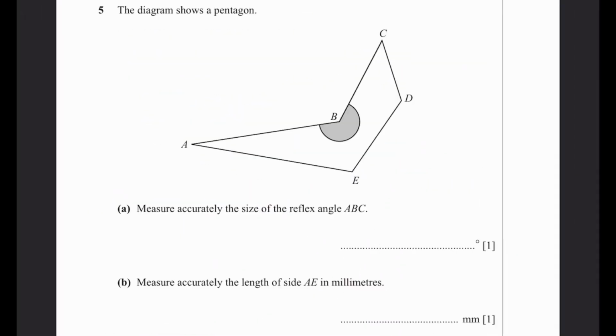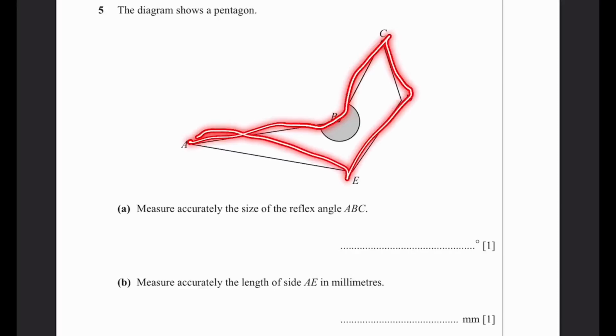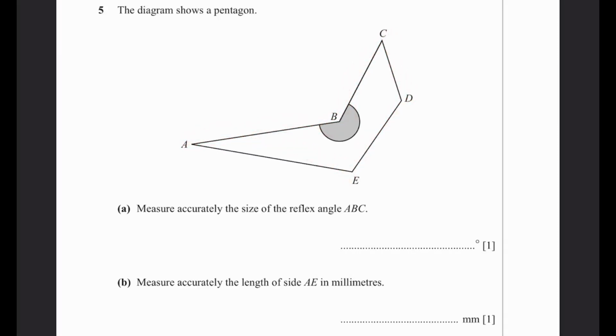Question 5. The diagram shows a pentagon. I know it doesn't look like one, but it has 5 sides and 5 angles, so it's a pentagon. A. Measure accurately the size of reflex angle ABC marked over here. I took the printout of this and I measured the angle, which gave me 234 degrees, and that's what we'll be writing as our answer.